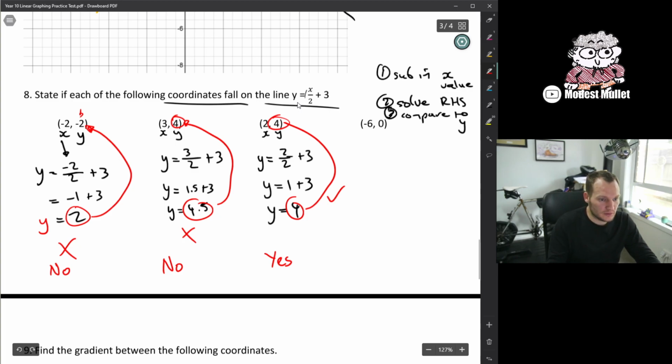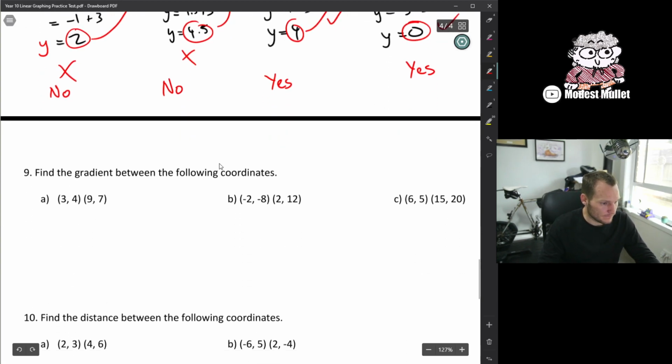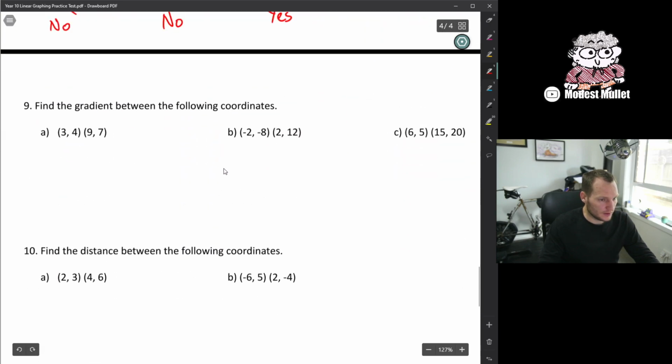Last one, go again, x, y is equal to -6 on 2 plus 3, that gives me y equals -3 plus 3, that gives me y is equal to 0. Make the comparison, they match, so yes, that sits on the line. Rightio, okay, getting through it.